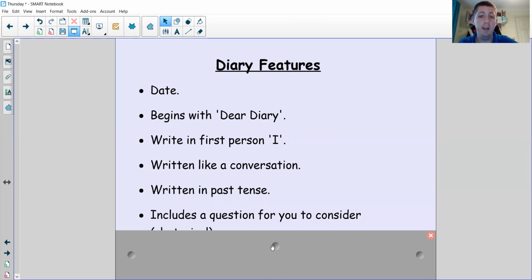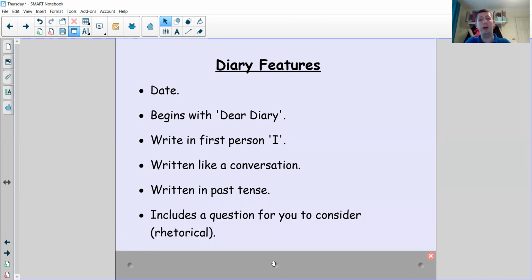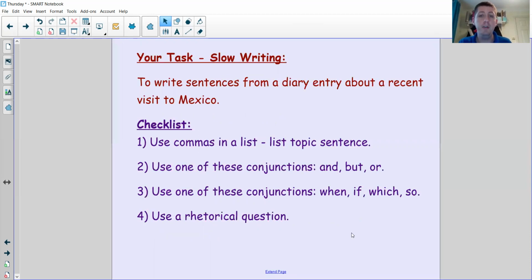And it might need to include a question for you to consider. And we sometimes call that a rhetorical question because it's a question which you could ask somebody or ask yourself that doesn't need answering. It's just for you to think about, just to consider. So in our slow writing today, we're going to do 4 different sentences. In the first sentence, we're going to practice using commas in a list. The second sentence, we're going to use some conjunction: and, but, or. In the third one, we're going to use a conjunction: when, if, which, or so. And in the fourth sentence, we're going to use a rhetorical question. So I'm going to have a go at writing a sentence, and then you're going to have a go at seeing if you can do your own.